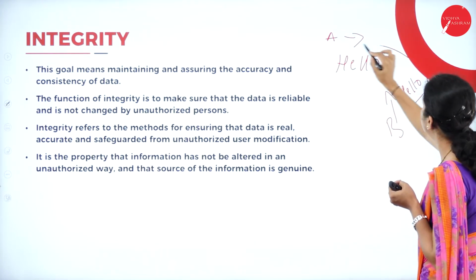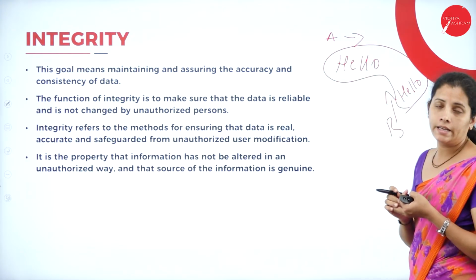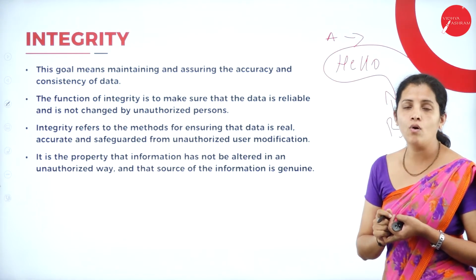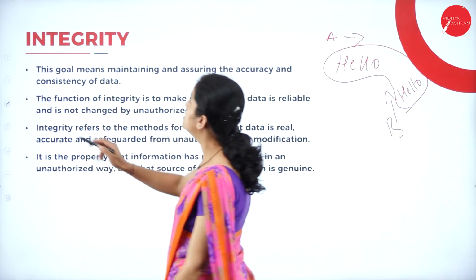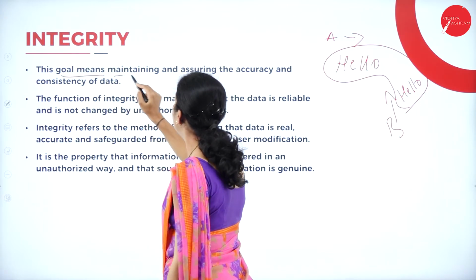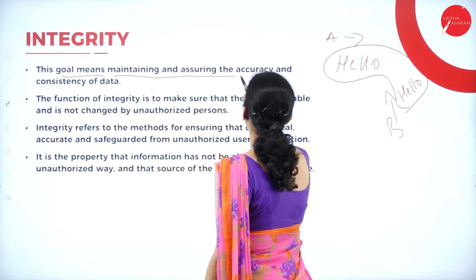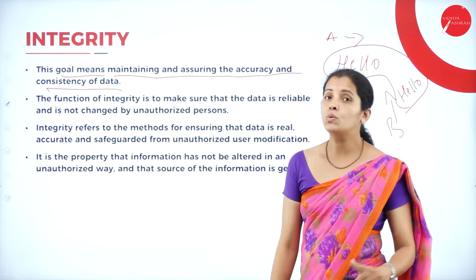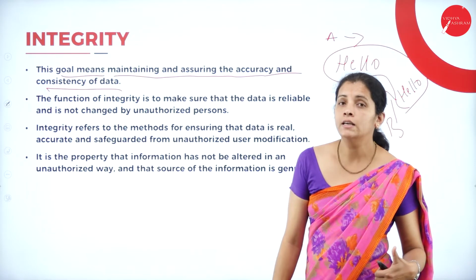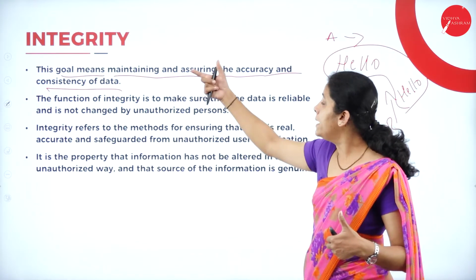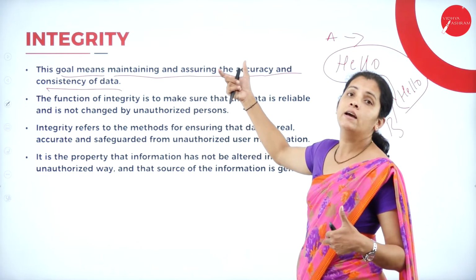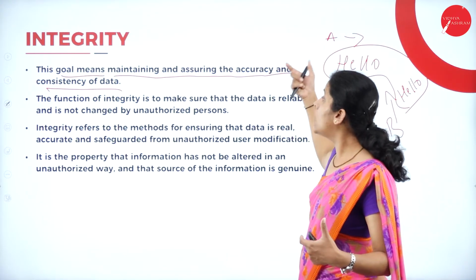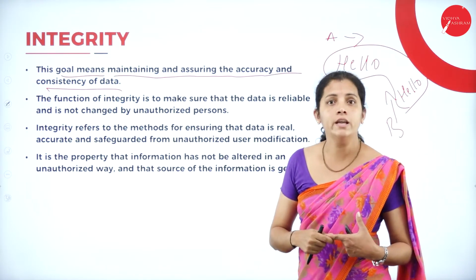So here both the data are identical to each other. That is nothing but the integrity of data. So the goal means maintaining and assuring the accuracy and consistency of data. So what is the goal of integrity here? That is nothing but maintaining and assuring the accuracy. Accuracy means what? Accurate data and consistency of the data.